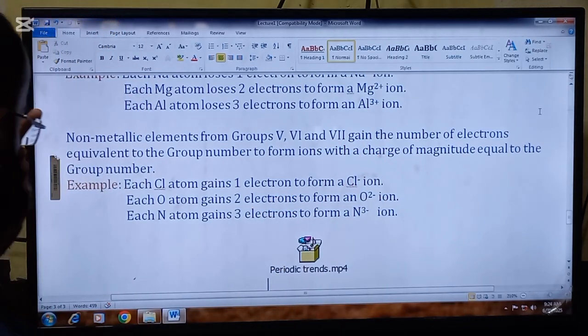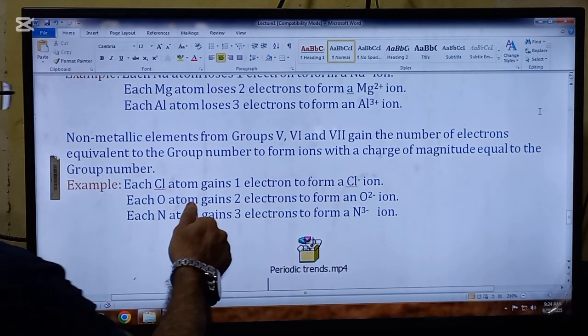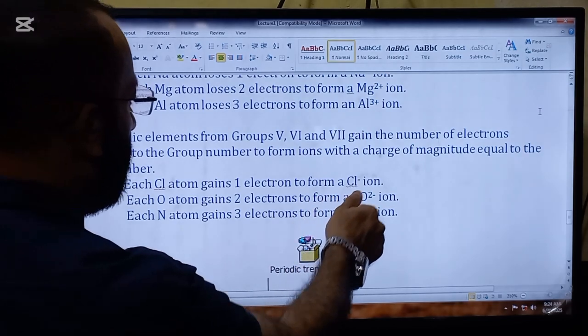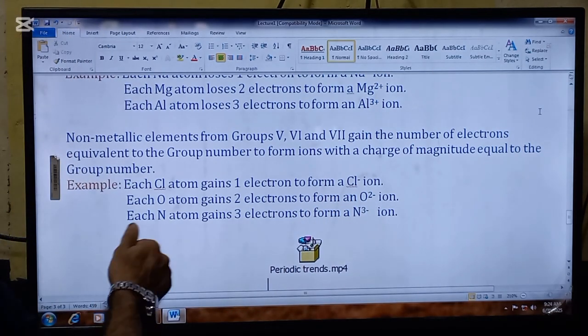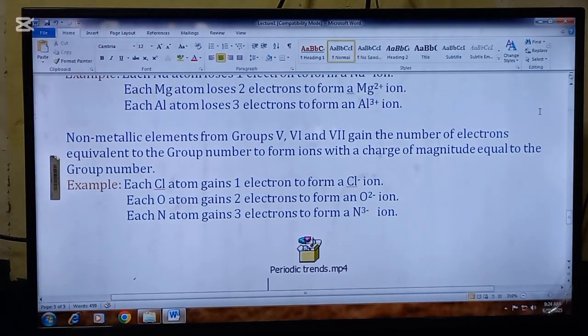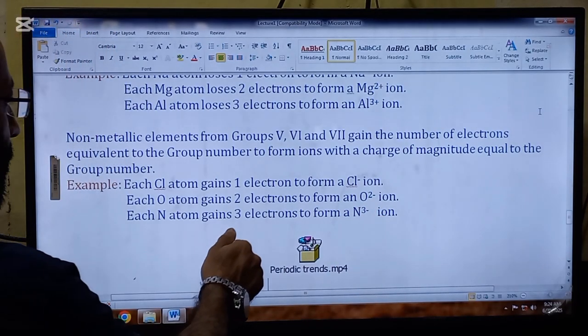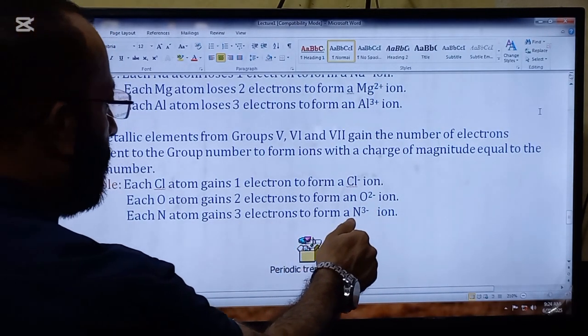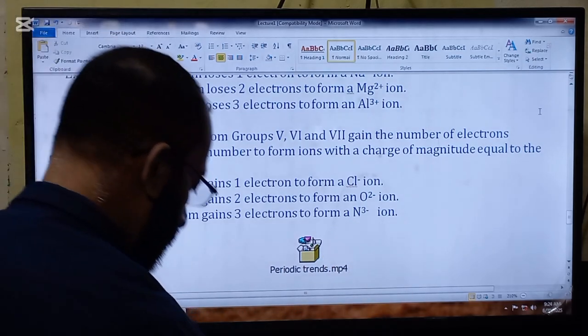So look now. Each chlorine atom gains 1 electron to form the Cl- ion. Each O atom gains 2 electrons to form the O2- ion. And each N atom gains 3 electrons to form the N3- ion.